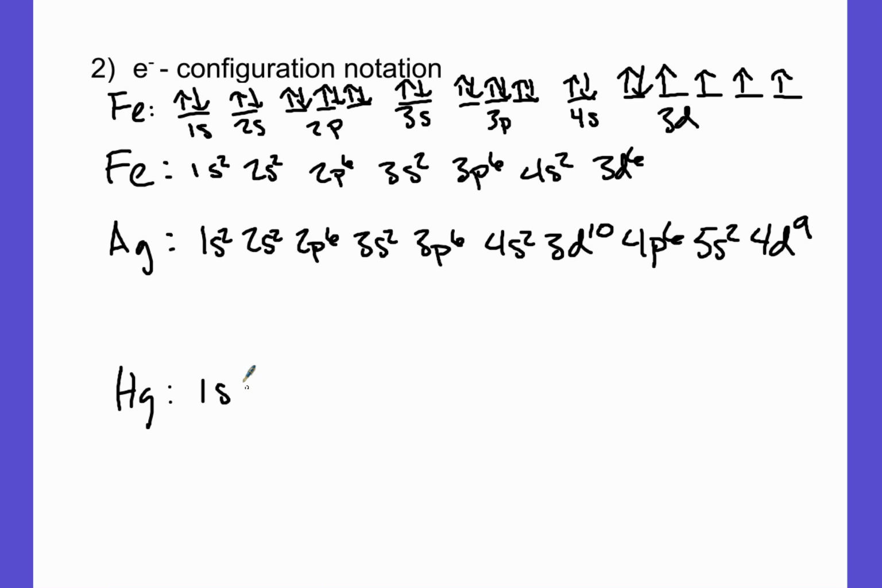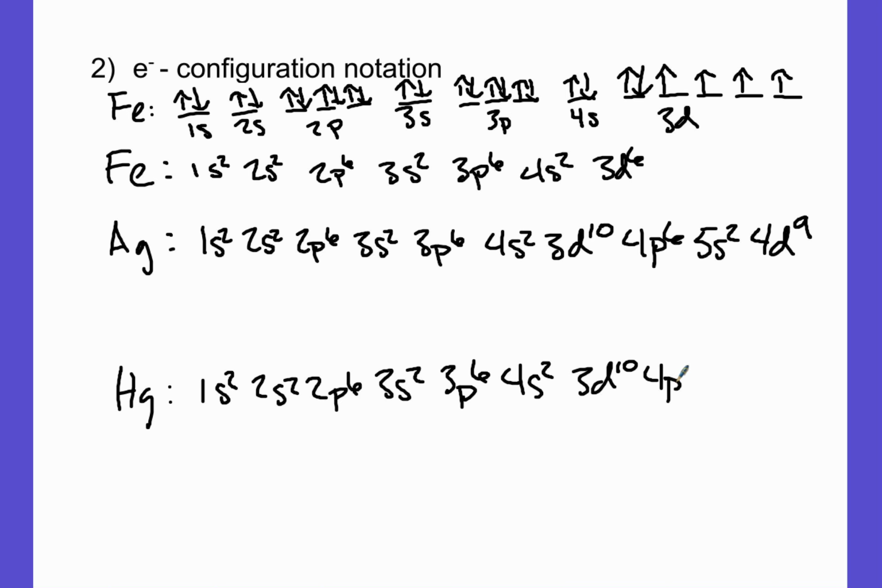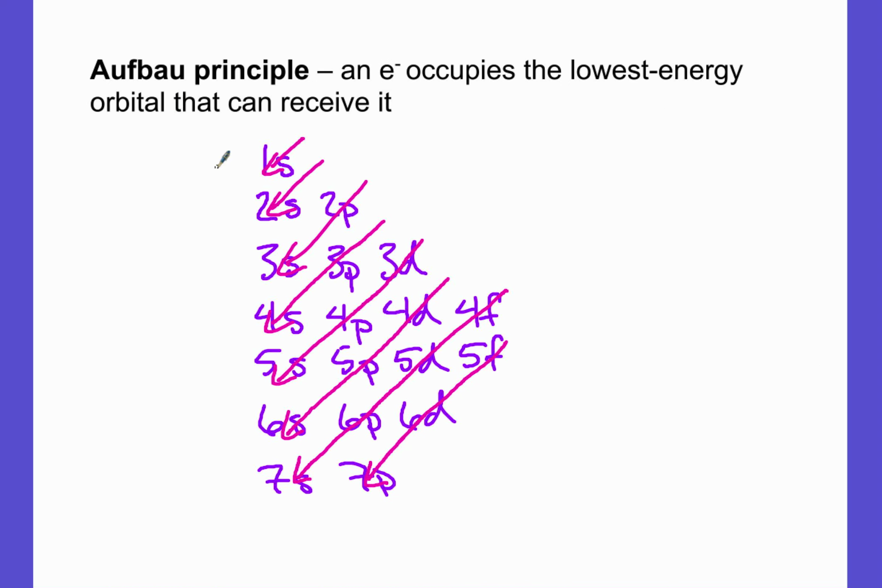I start with 1s, 2s, 2p6. Sometimes it's convenient to have something right above to work off of, because I can just basically copy everything for silver right up until this 4d9, because that needs to turn into a 4d10, because it has to be 4d10 before I can get to 5p6. And again, now I'm just going back to my Aufbau principle, which I know already, but you don't, right?